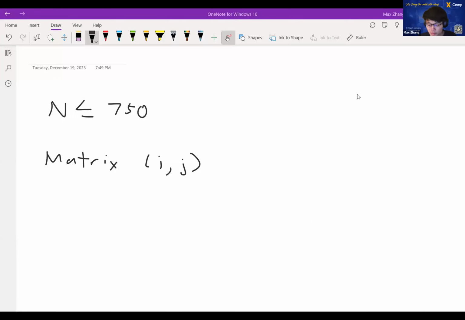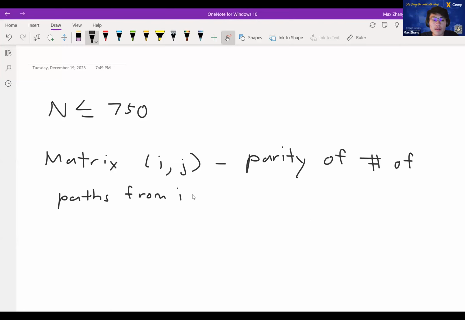Yeah. So it gives us a matrix of i through j, and we are given the parity of the number of paths from i to j. Parity is like even or odd, right? So when I say parity, I mean even or odd.